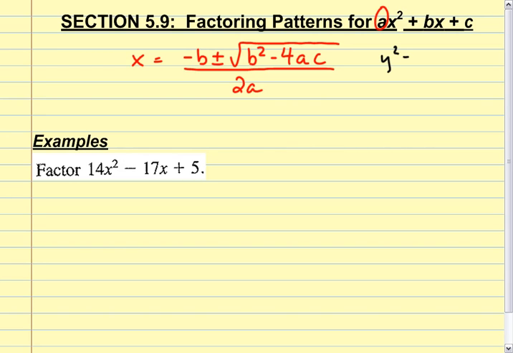y squared plus 7x plus 10, right? We know it's going to be y and y, right? Because it's y squared. And then we factor out 10, and we get 1 and 10, 2 and 5. Okay, so we know it's plus 2, plus 5. All right, good, easy. All right, but what if we had something like 6 in front of y squared?